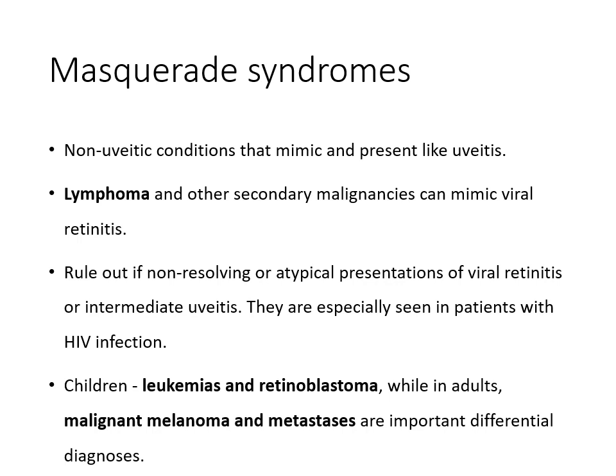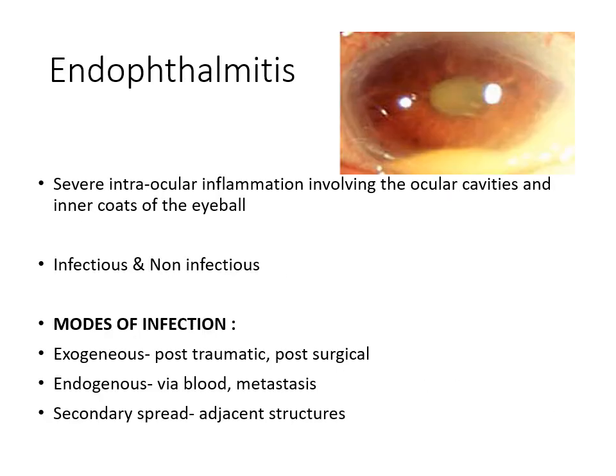They are especially seen in immunocompromised patients, such as HIV patients. In children, the systemic conditions which cause these masquerade syndromes are leukemias and retinoblastomas, while in adults, they are malignant melanoma and metastasis, right? So masquerade syndromes, another common cause of posterior uveitis.